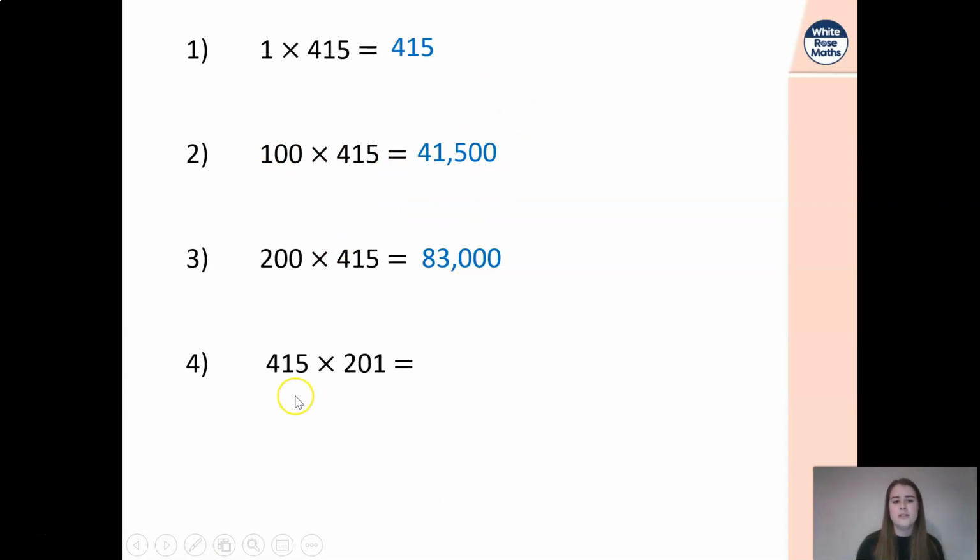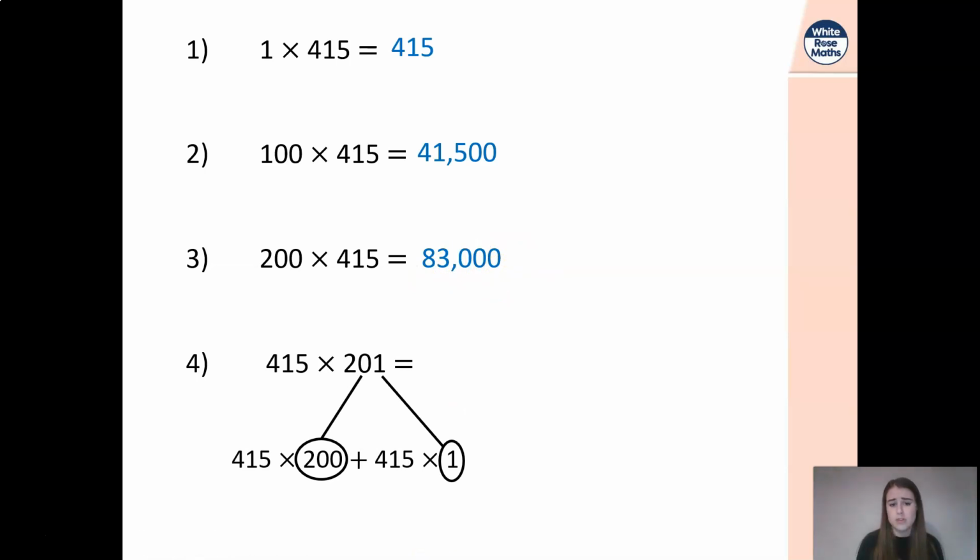Now, 415 multiplied by 201. Well, I know that 415 multiplied by 200 is 83,000. But I've now added an extra one lot of 415. So all I need to do is add 415 to 83,000. Okay, so if we partition it out like this, we've got the 415 times 200, 415 multiplied by 1. So it's going to give us 83,415. So well done if you got those correct.